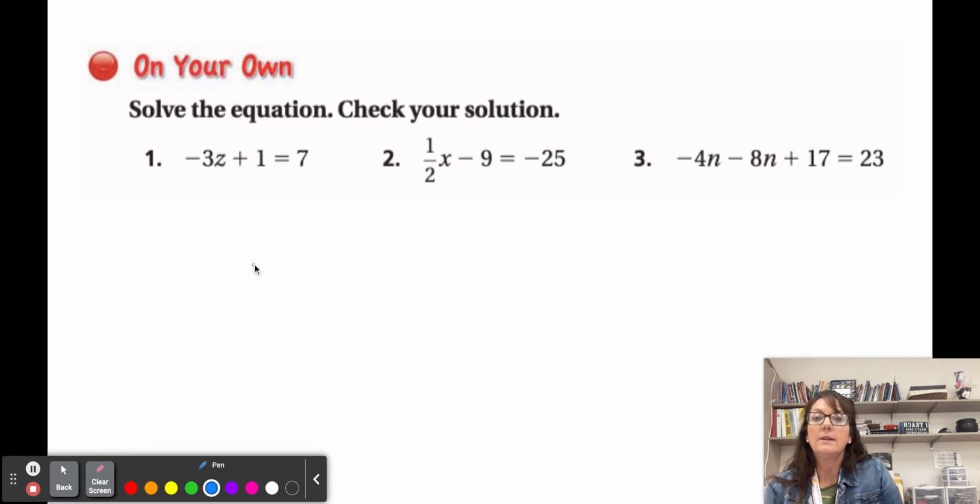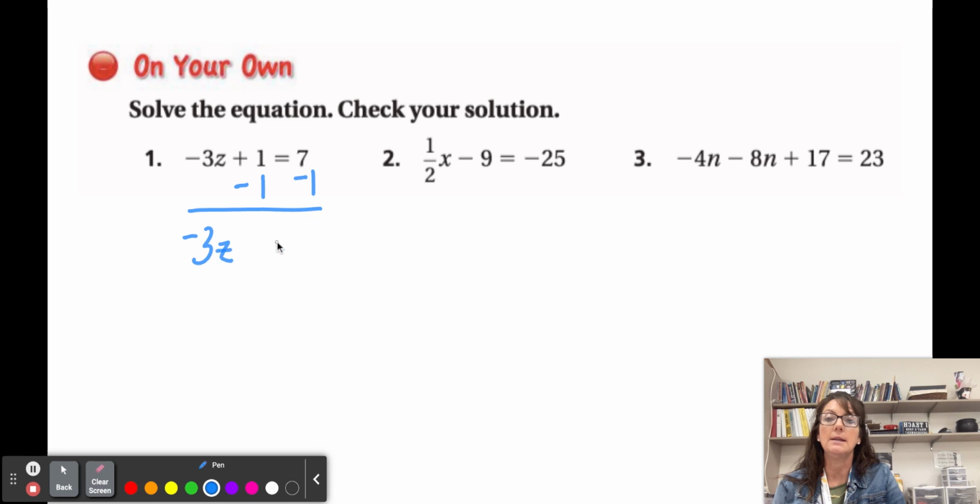First one, we just have a simple two-step equation. So we have the variable being multiplied by a negative 3 and added by 1. So I'm going to first start by subtracting 1 on both sides of the equation. Bring down the negative 3z. This is a 0, so make sure that that's an additive inverse right there. And then 7 minus 1 is 6.